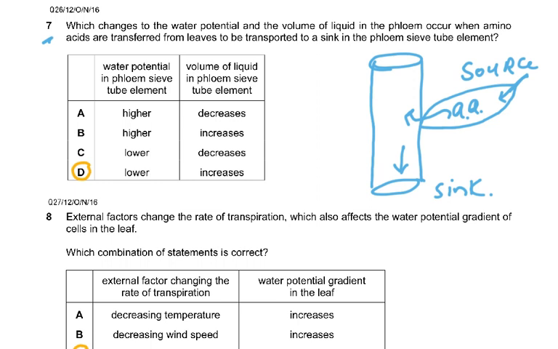Question 7. Which changes in the water potential and the volume of liquid in the phloem occur when amino acids are transferred from leaves to be transported to a sink in the phloem sieve tube element? You see, if the source is the leaf, then amino acids, when they are put into it, will lower the water potential. But what will happen to the volume of liquid? Naturally, if amino acids are added to a sieve tube, then water is going to follow, because the water potential decreases and water will flow in. So the volume of liquid in the phloem sieve tube will naturally increase. So that is what we have to understand, how this is a lower and an increase answer.